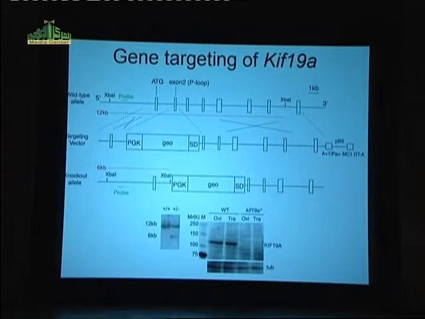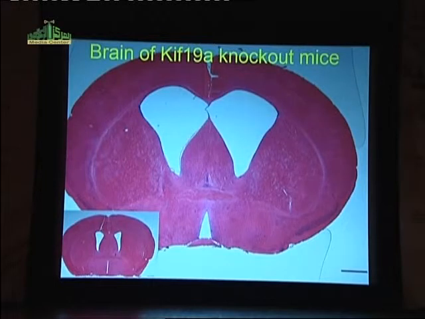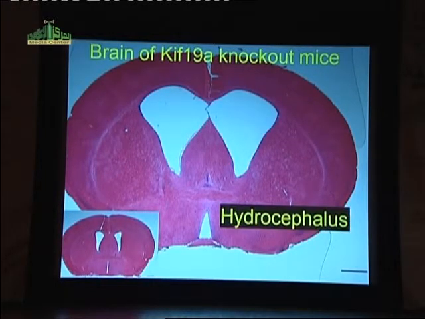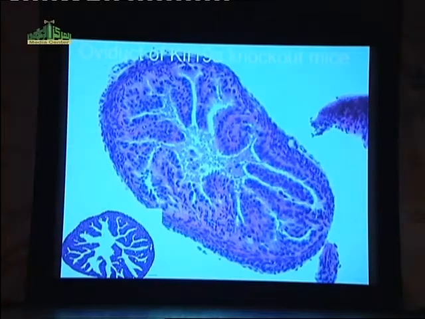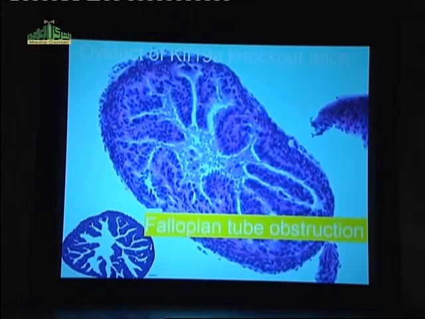So to know the function of KIF19A, we knocked out KIF19A. And the first phenotype is hydrocephalus. This is wild type. This is the knockout mice. And the ventricular surface is covered by ependymal cells, which have a lot of cilia, okay? And the second phenotype is fallopian tube obstruction. This is wild type, this is mutant. In the case of the mutant, the lumen of the oviduct is filled with debris or dead cells. So this cannot be cleaned out.